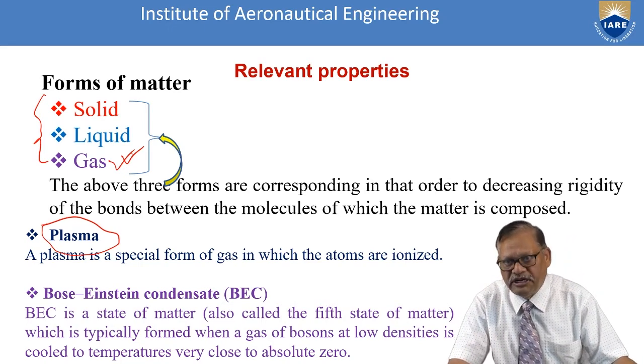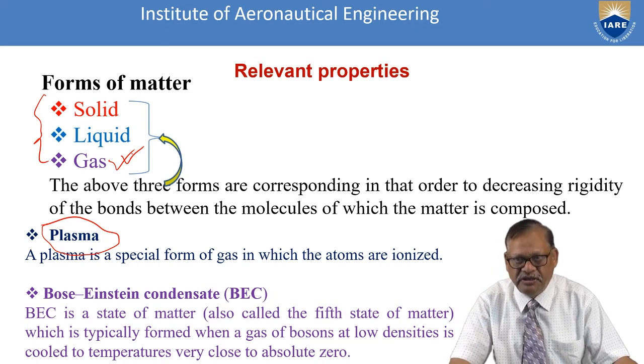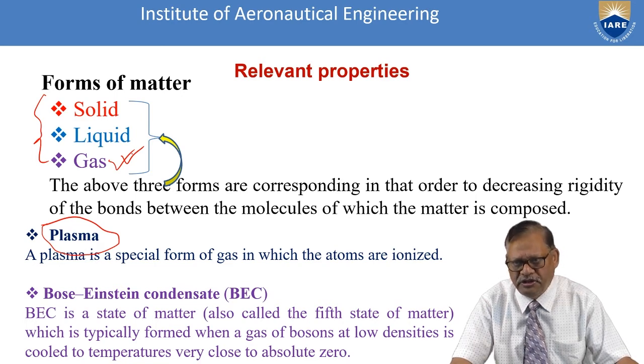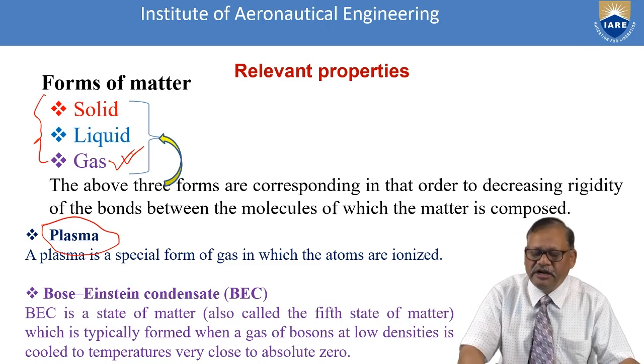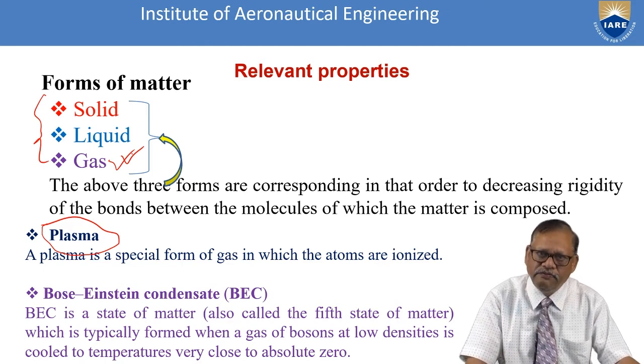But most recently, we have introduced the fifth state of matter, which is typically formed when a gas of bosons at low density is cooled to a temperature very close to absolute zero. What is the meaning of absolute zero? Absolute zero means minus 273.15 Kelvin.